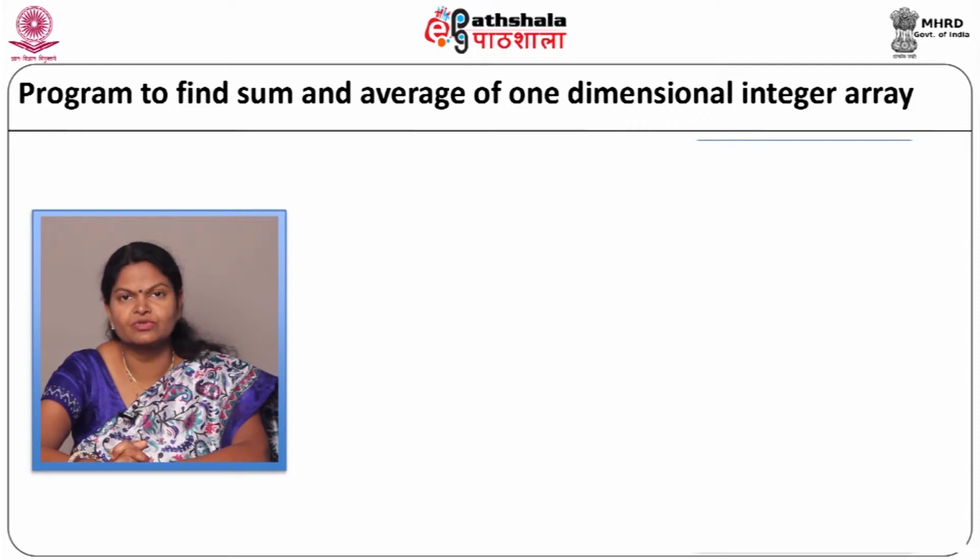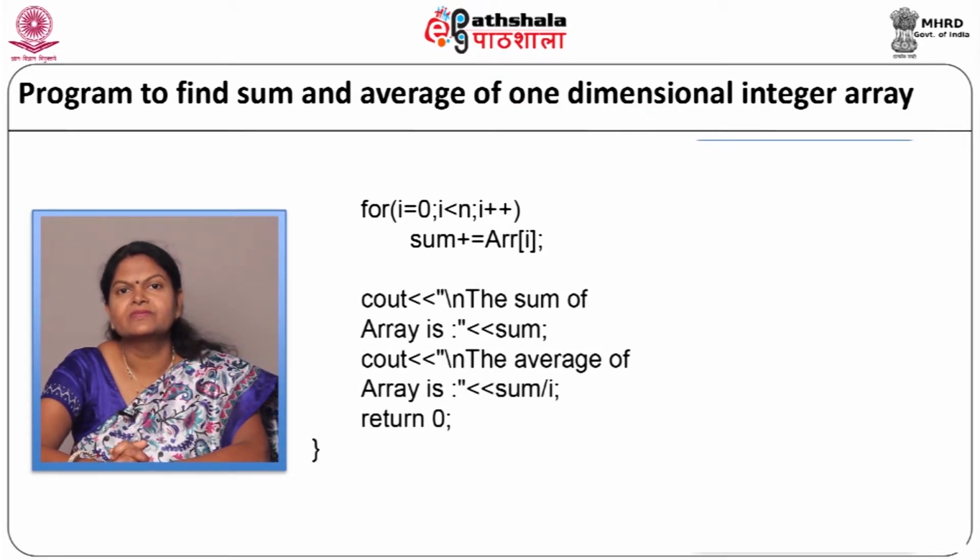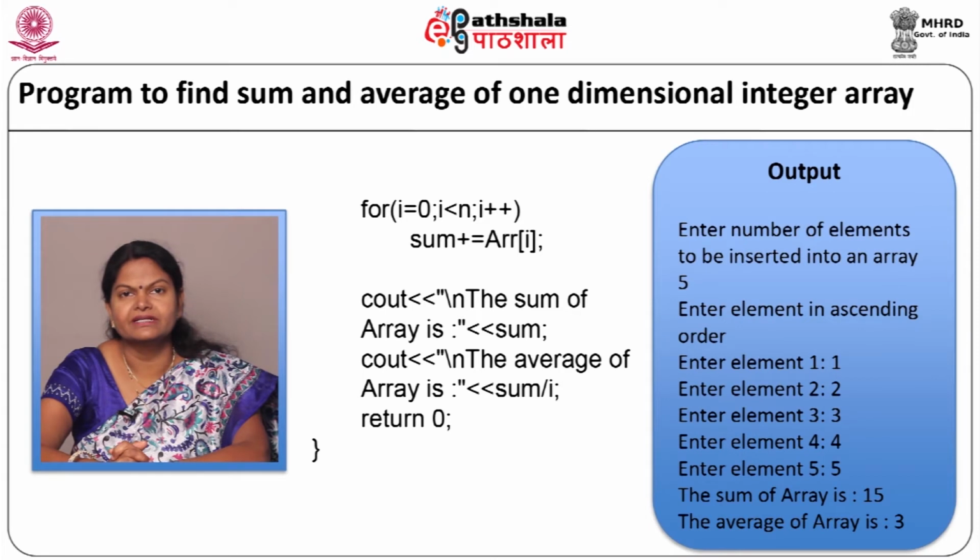Again we will write the for loop as for i = 0, i < n, i++. Here we will add the elements as sum = sum + r[i]. Now we got a sum. We will display the sum and average on the screen using cout. The sum of the array is the variable sum. Next statement will be cout: the average of the array is sum divided by i, and our program will end.